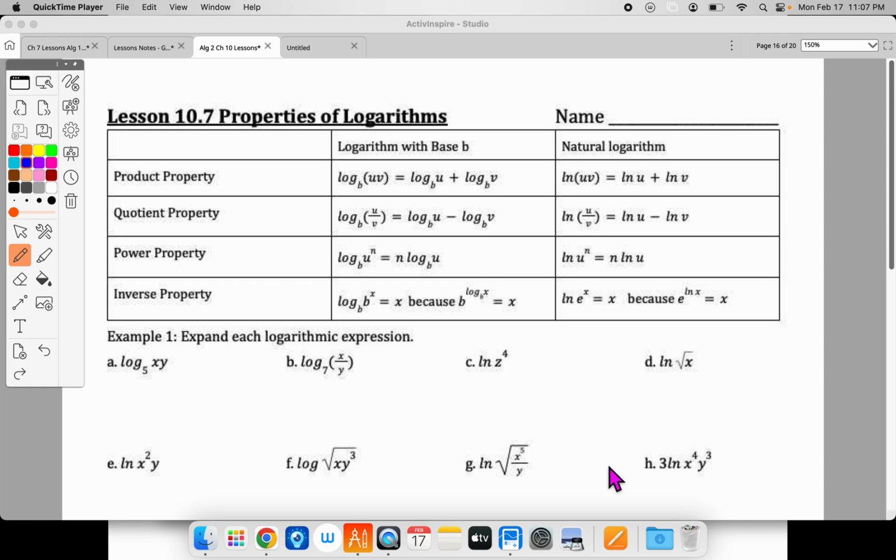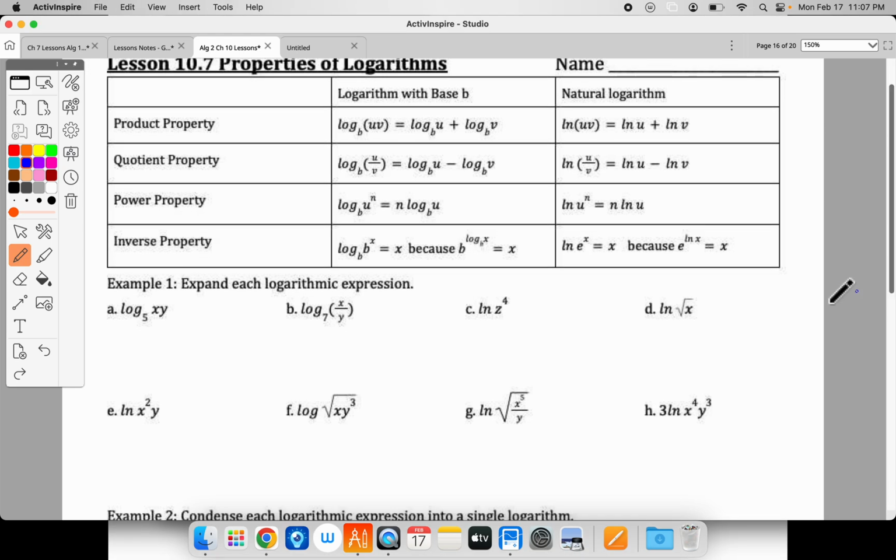Today we're looking at the properties of logs and how you can rewrite them to either condense or expand their properties. So I wrote them all up here for you with the product, quotient, power, and inverse properties to show you how they expand and condense with regular logs and with natural logs. It's the same rules with both of them. But for this right here, you have log base 5 of x times y. And multiplication is product property.